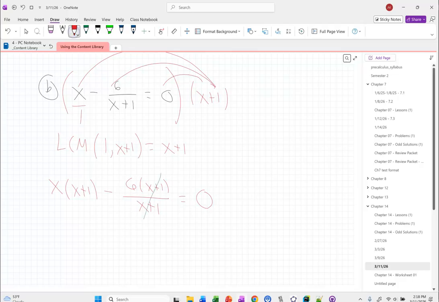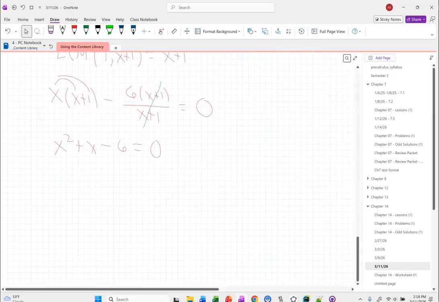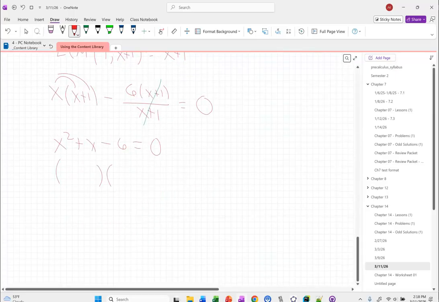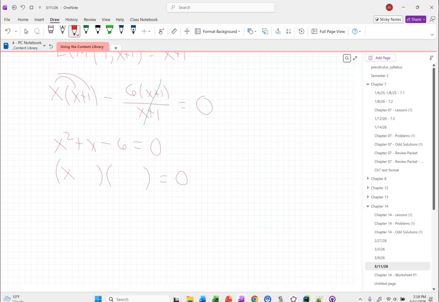You can cancel out, so it's 6. And then let's distribute this through while we're at it. x squared, and what are we left with? It's a polynomial, specifically a quadratic that's factorable. How do I factor that, Gianna? It's going to be x minus 3, x plus 2. No, other way around: x plus 3 and x minus 2.